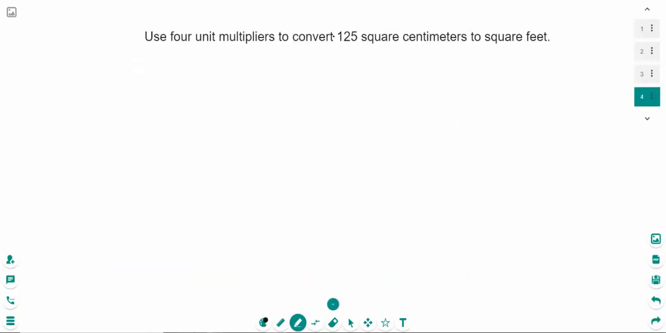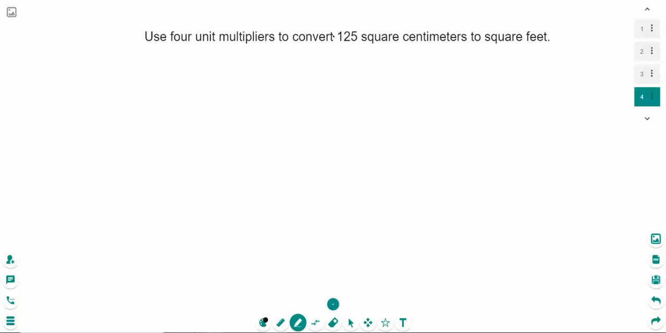All right, so let's take a look at this problem. It says use 4 unit multipliers to convert 125 square centimeters to square feet. Why don't you go ahead and pause the video and give it a try. I'm curious to see how you do it on your own. And then unpause the video and we'll go over it together.